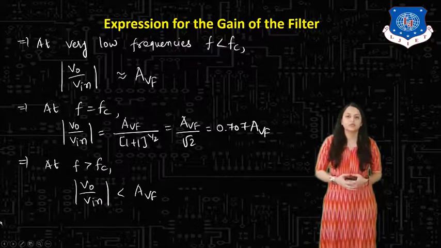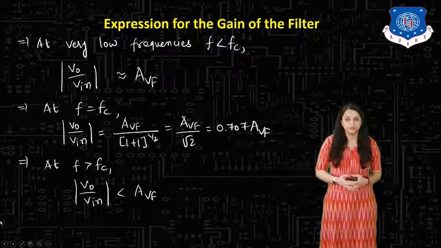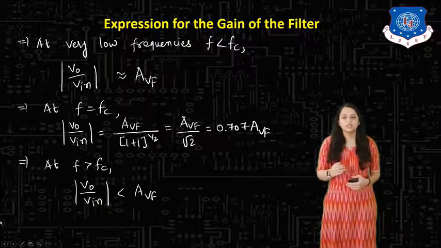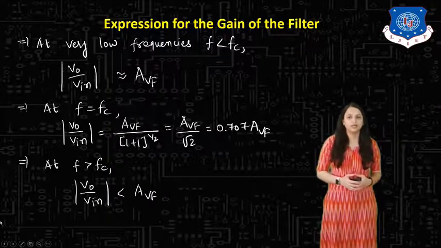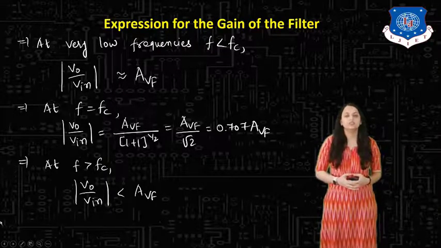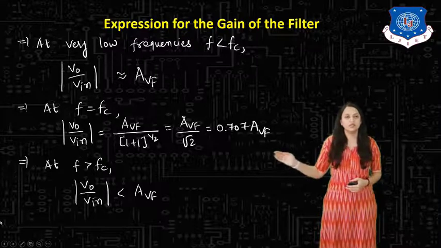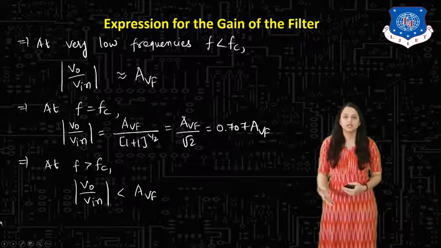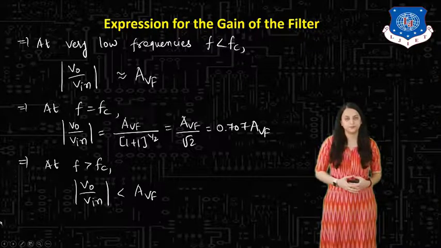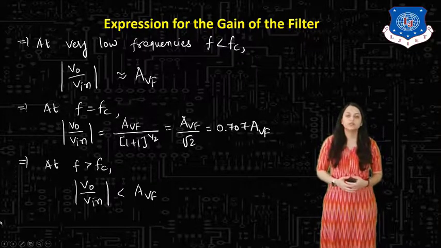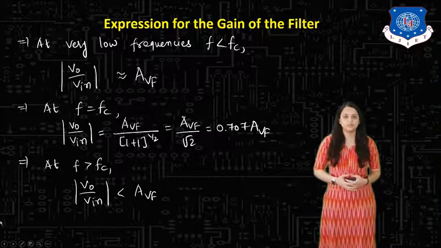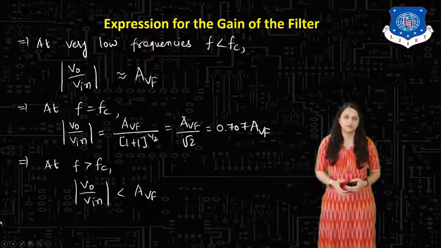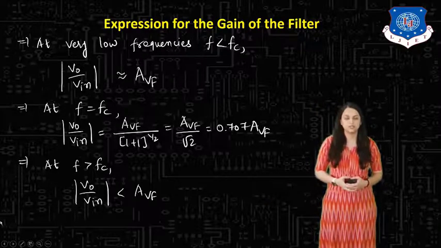Now at f equals fc, the gain Vo by Vin is given as AVF upon (1 plus 1) raised to 1 by 2, that means AVF by root 2, which is given as 0.707 AVF. This is the value of gain for frequency equal to cutoff frequency. When the frequency is greater than cutoff frequency, then we get a gain value which is less than AVF. So remember these 3 cases.